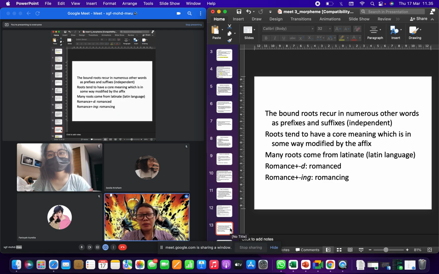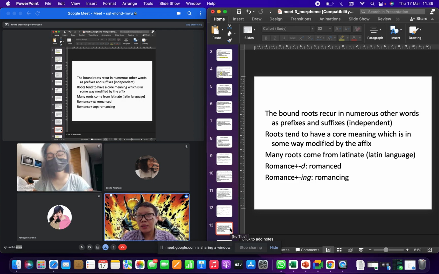Now, the bound roots recur in numerous other words. It means that we can say that a bound root is dependent. If it is dependent, it cannot stand alone. Here, the dependent bound roots are prefix and suffix and also infix, or generally we can say affixations or affix itself. And then roots tend to have a core meaning, which in some ways can be modified by the affix.